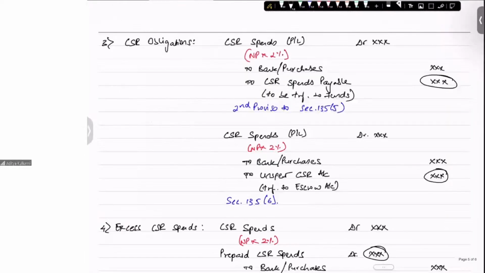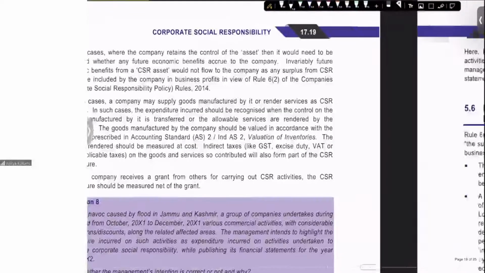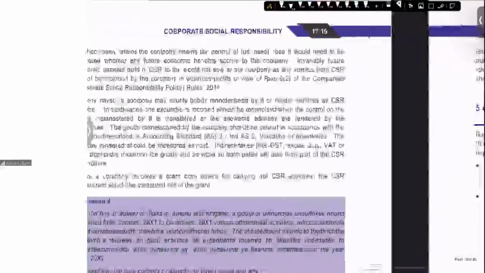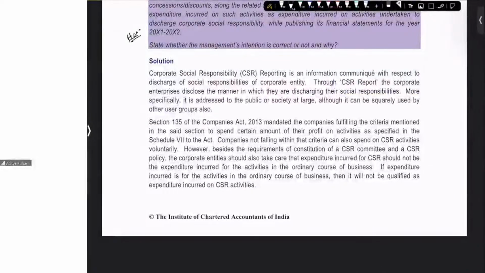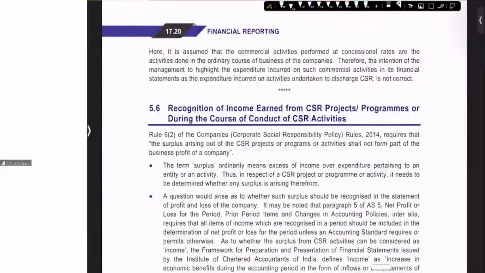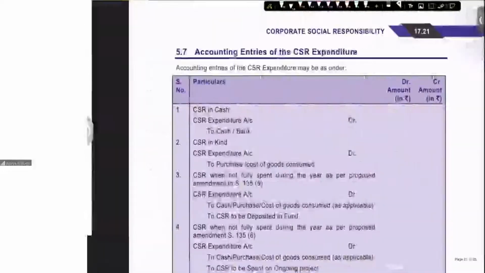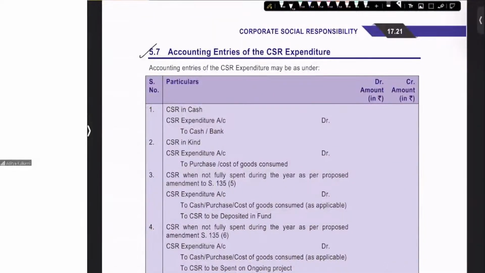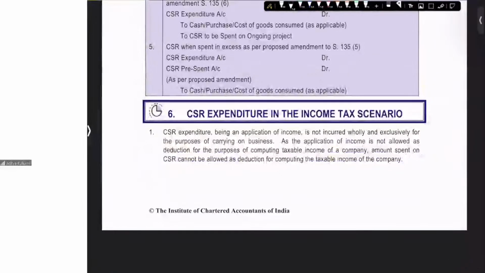Then we have done recognition of this. Go through these questions as part of your homework. They are simple. Recognition of income, we have discussed. Treatment of surplus, journal entries, we have seen. CSR expenditure in an income tax scenario is an application of income not allowed for deduction.